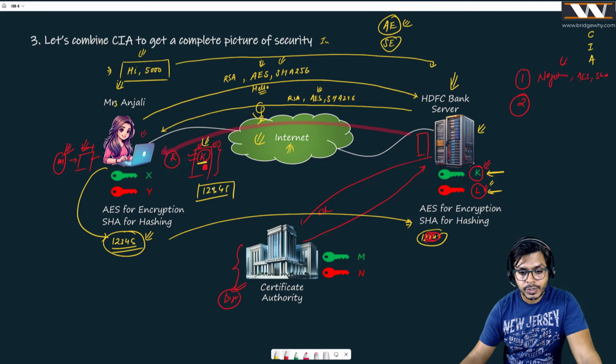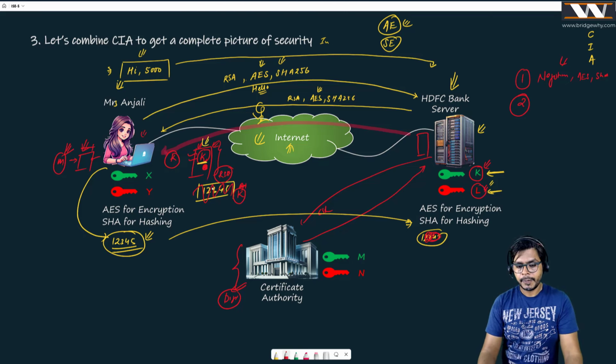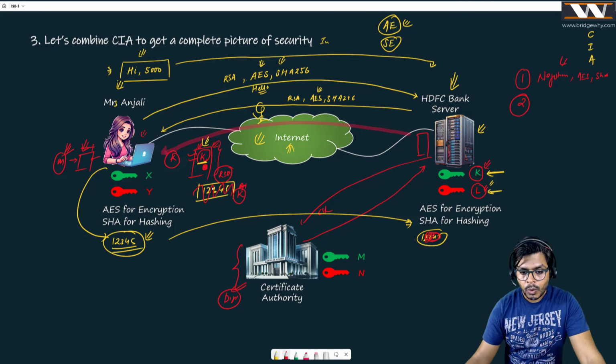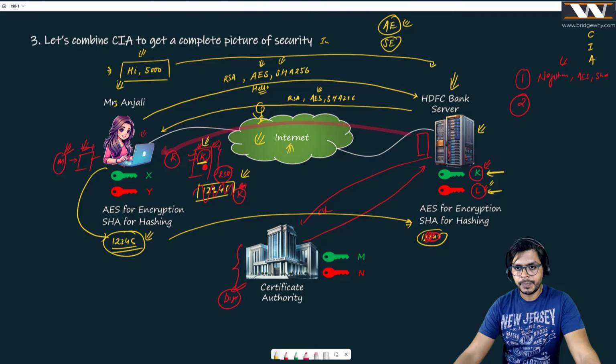So the trick she is doing is she's encrypting this message, maybe using any algorithm, maybe the RSA algorithm. And she's using the public key of HDFC Bank, K, because we need a key to encrypt something, right? Now you tell me, who in this world can open this message to get 12345? Anyone having the public key of HDFC server? No. That is the relationship.